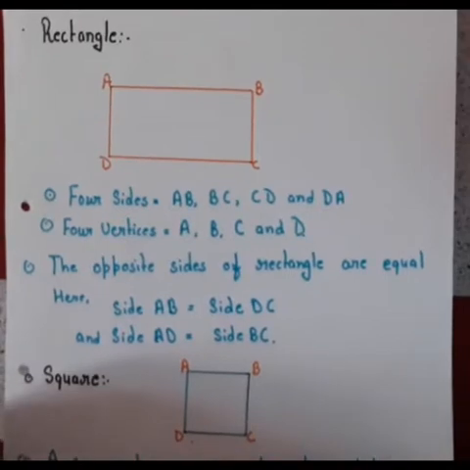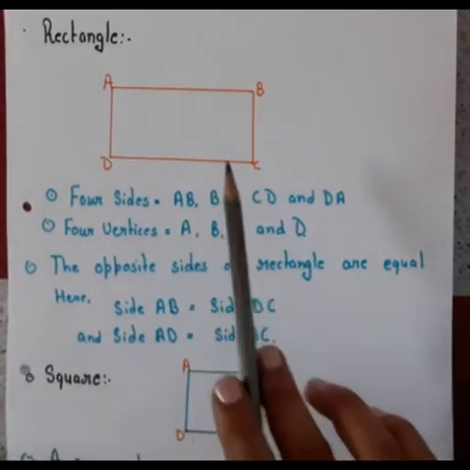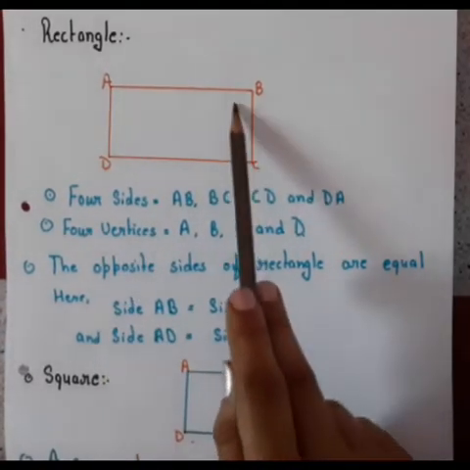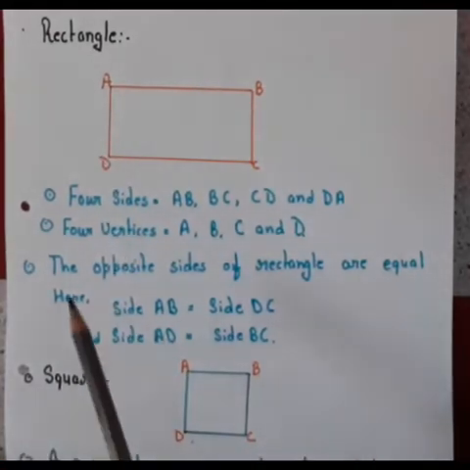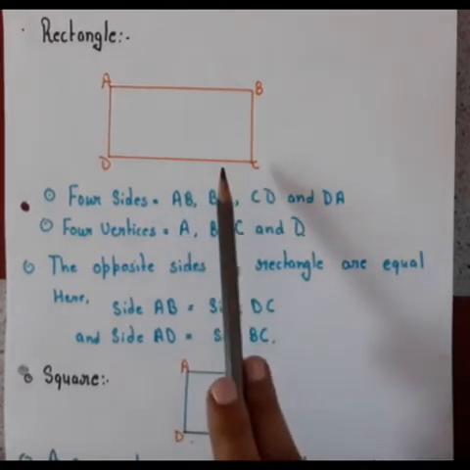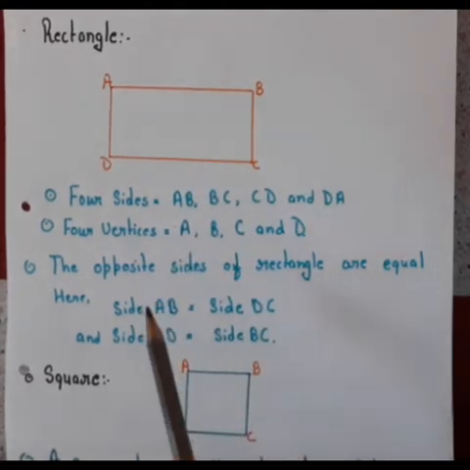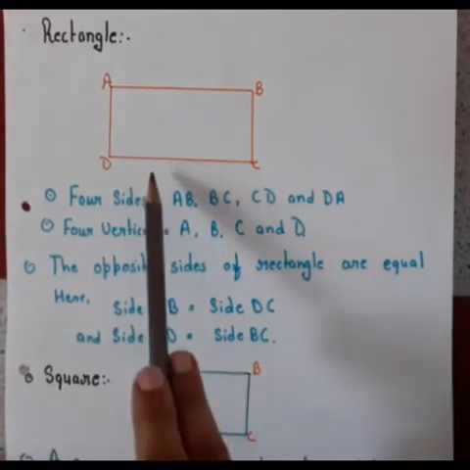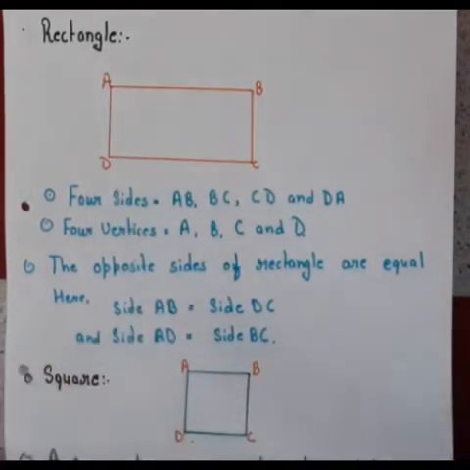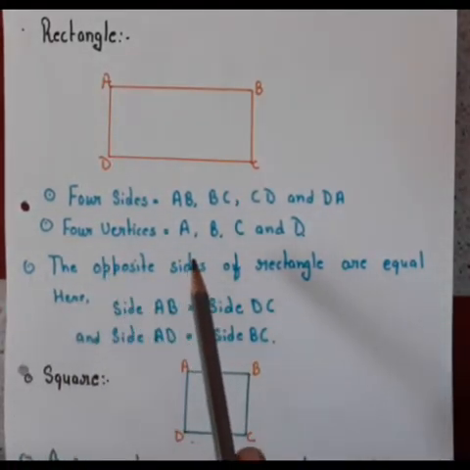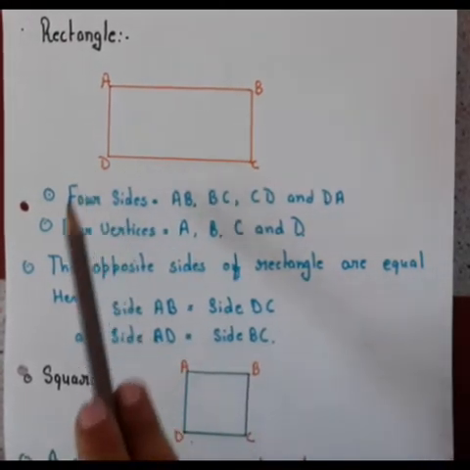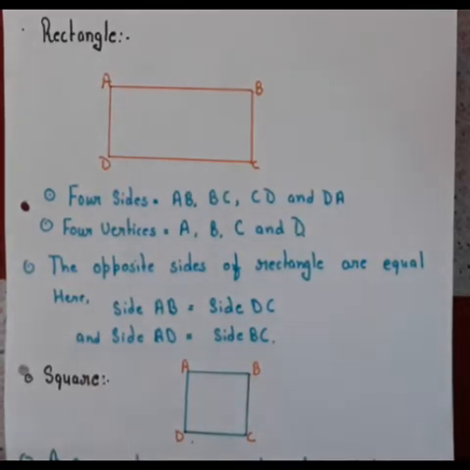Next is the rectangle. What is a rectangle? A rectangle is a quadrilateral that consists of 2 horizontal line segments and 2 vertical line segments. As I told you, any 4-sided figure is a quadrilateral, so a rectangle is also a quadrilateral, but it has some different properties. As I have drawn a rectangle over here, it has 4 sides: AB, BC, CD and DA, and 4 vertices: A, B, C, D.